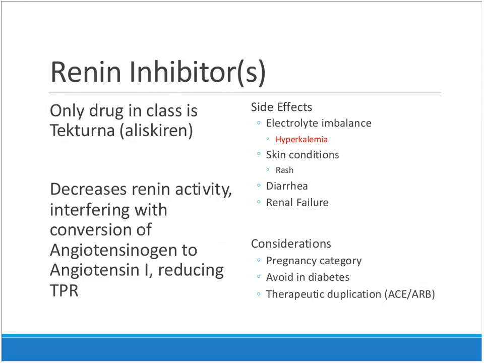The last agent I'd like to talk about today are renin inhibitors, or actually renin inhibitor, because there's only one drug in the class right now, Tekturna. Tekturna decreases renin activity, which takes us back to our ACEs and ARBs. This interferes with conversion of angiotensinogen to angiotensin 1. Less angiotensin 1, less angiotensin 2, reduced TPR. Again, we're back to ACEs and ARBs.